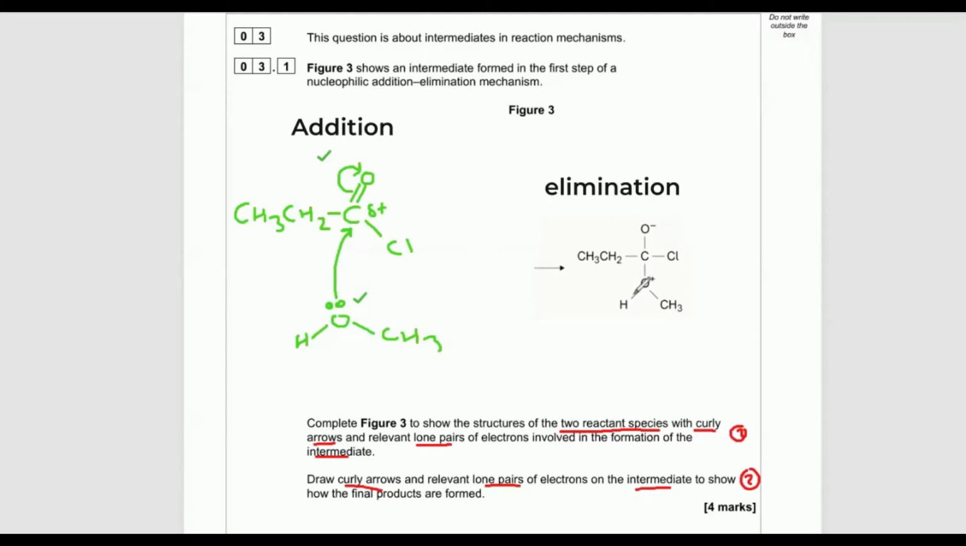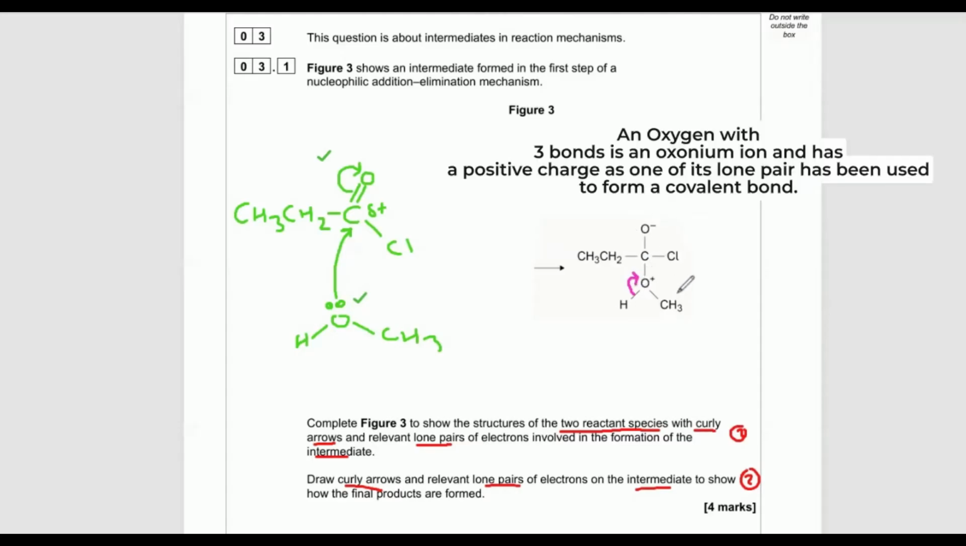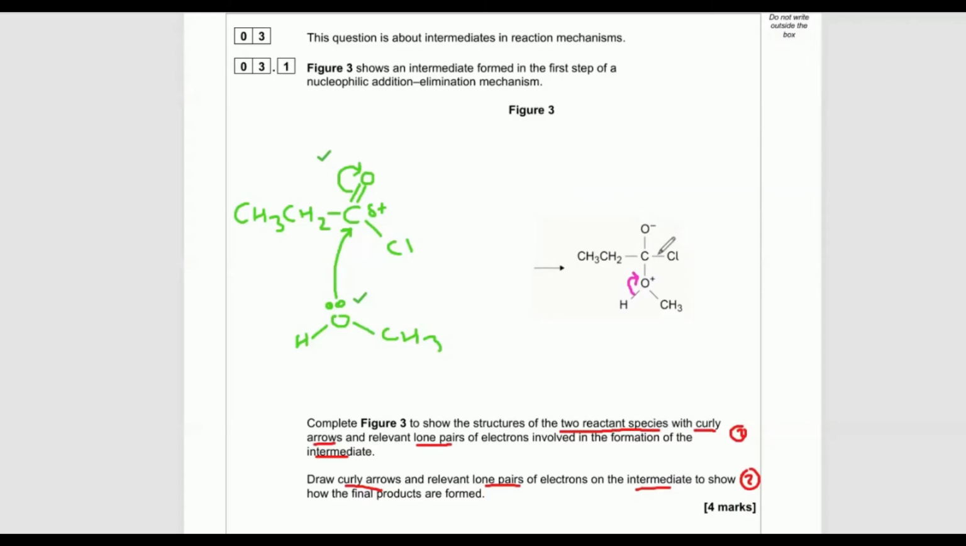So first of all, again, this oxygen has three bonds around it. Oxygen can't have three bonds around it. That's why it's got that plus sign on it. It's like an oxonium ion or something. And so we're going to draw a curly arrow to show a pair of electrons going from the H-O bond to the O. That's going to get rid of that positive charge on the O.